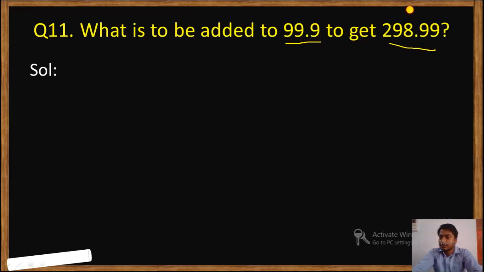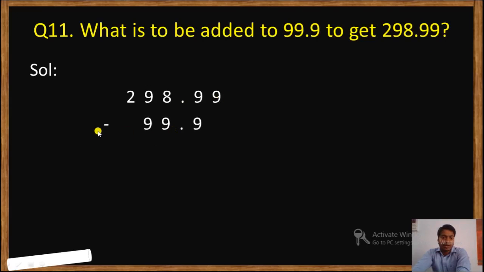To get this, that means this is the result. Okay, so from this result we have to subtract this number. Let me show you how to subtract. Then 298.99 we have to write column-wise. Then we have to give a minus sign.